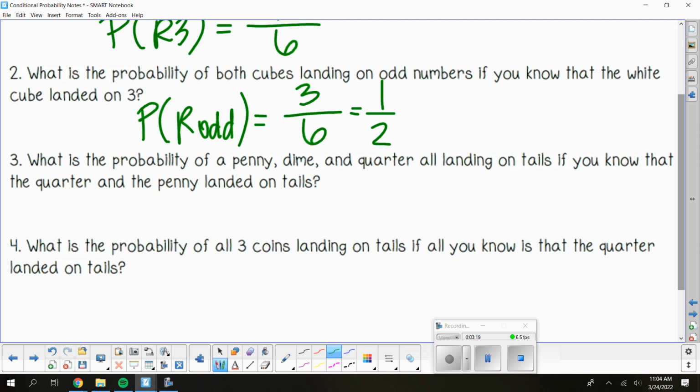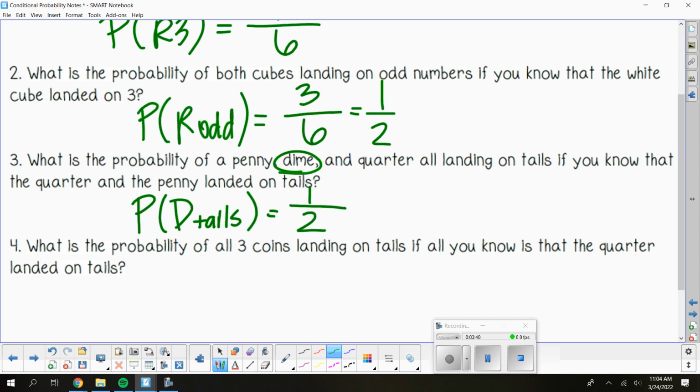What is the probability of a penny, dime, and quarter all landing on tails if you know the quarter and the penny landed on tails? Well, on this one, we know that the quarter and the penny are on tails. The dime does not know, so essentially we only care about the dime. So we want the probability that your dime is tails. Well, of your 2 sides of the coin, only 1 is tails.